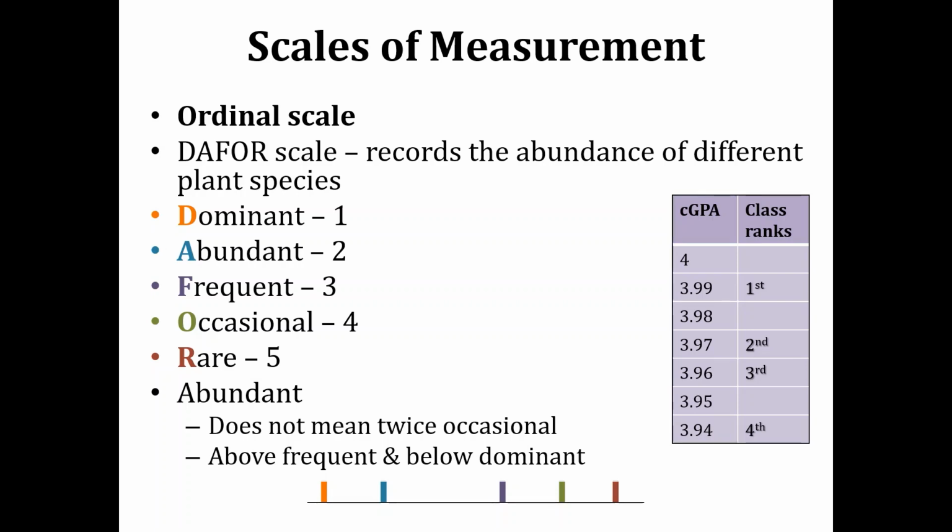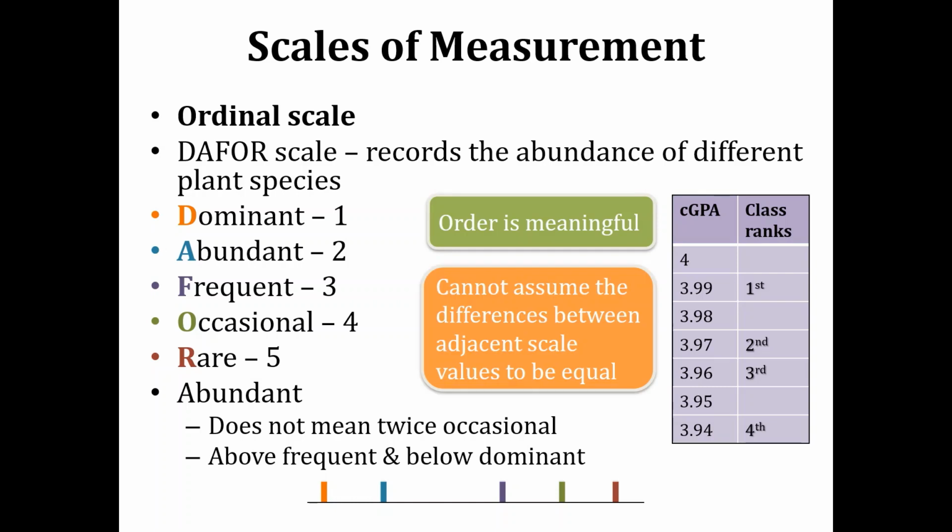But the interval or the distance between these ranks is not constant. We cannot precisely measure the distance between these ranks. So this is just one example to show the ordinal scale. So in the ordinal scale, the order is meaningful, but we cannot assume the differences between adjacent scale values to be equal. It can be equal, it can be unequal. So we should not assume that this distance is equal distance. So this is the ordinal scale, which is our second level of measurement.